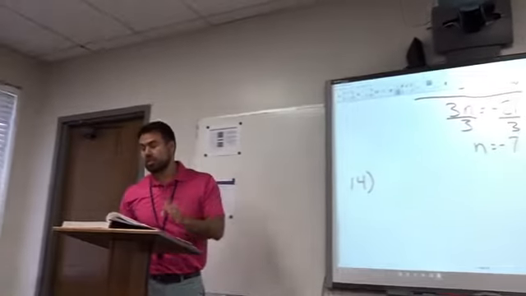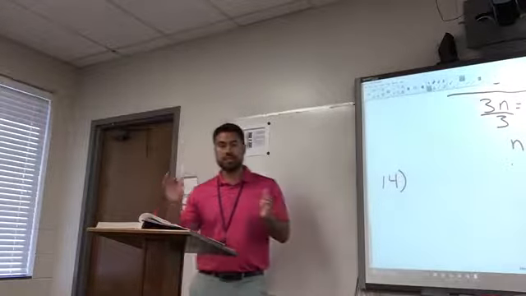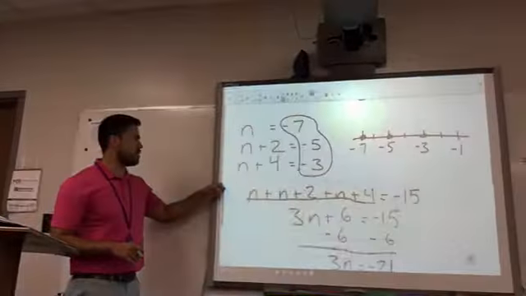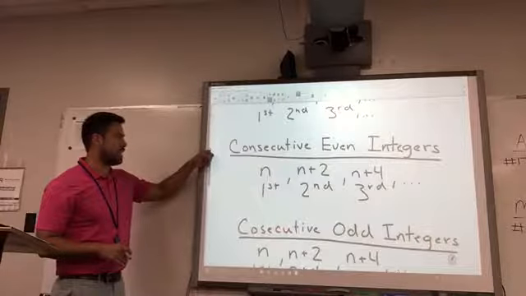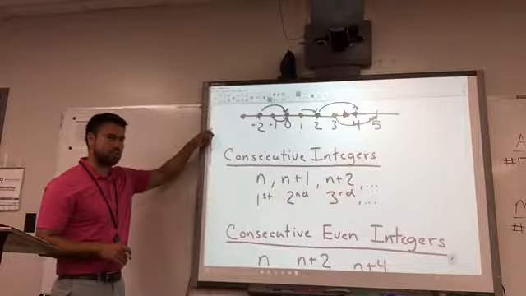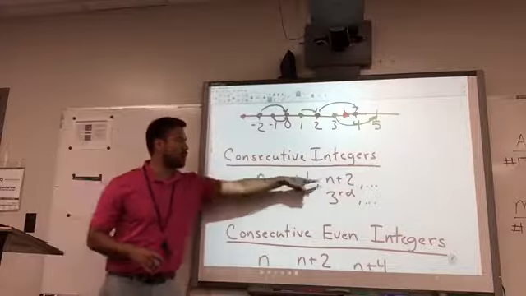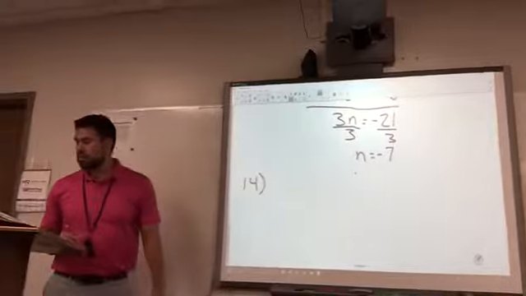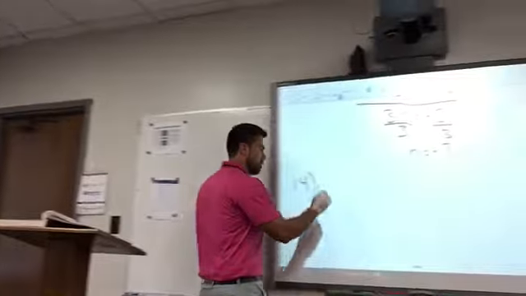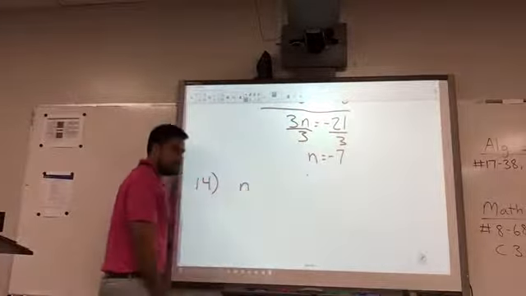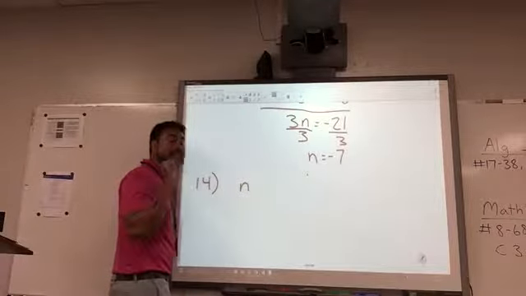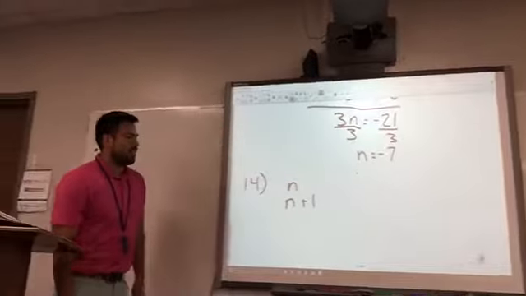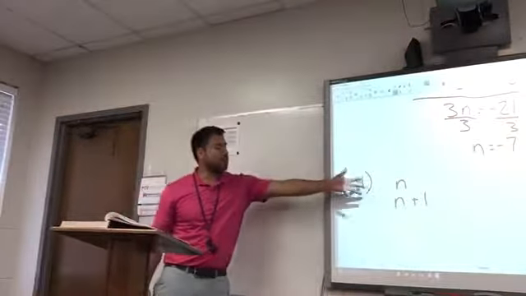Okay, it says find 2 consecutive integers. Did they say even or odd? Nope. So which one of these groups am I using? Am I using the odd? Am I using the even? Or am I using the consecutive integers? So here are the numbers I'm going to use for number 14. And it says whose sum is negative 31. So the first one's going to be n. What's the second one going to be? If it's consecutive integers, n plus 1. And they only want 2 of them, right? So you want to find what these 2 are.